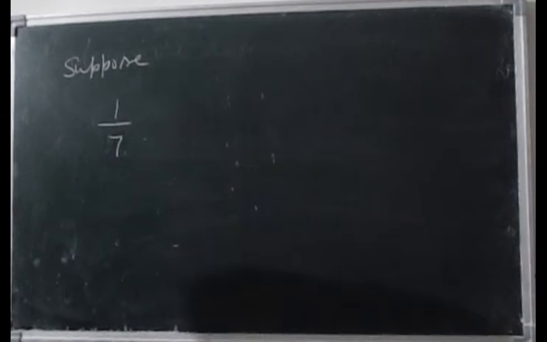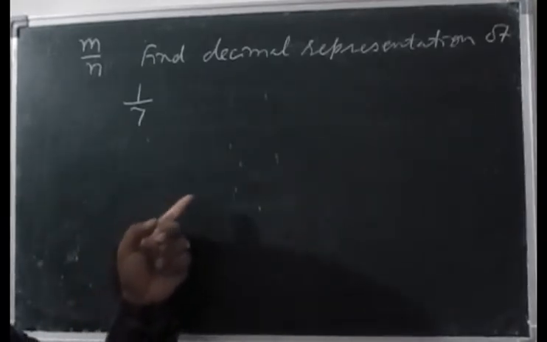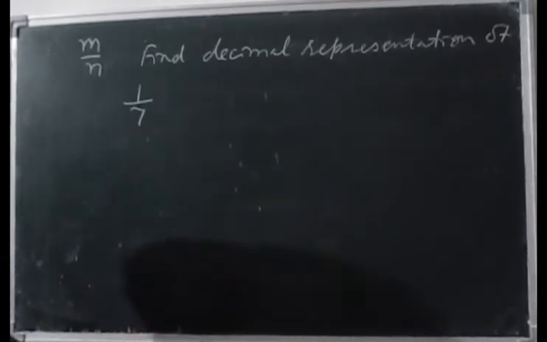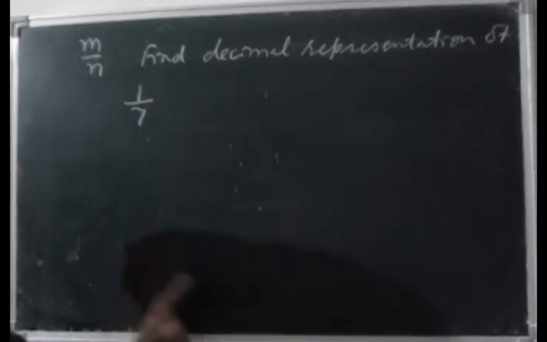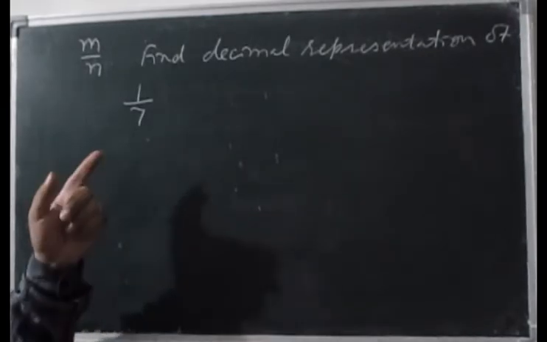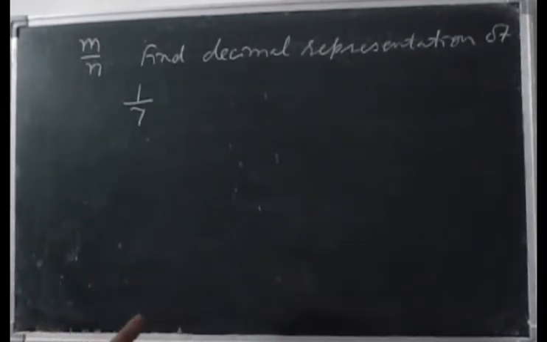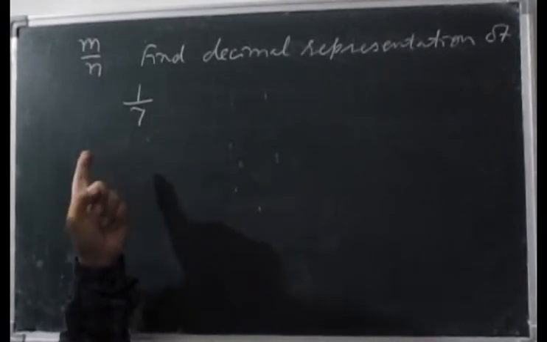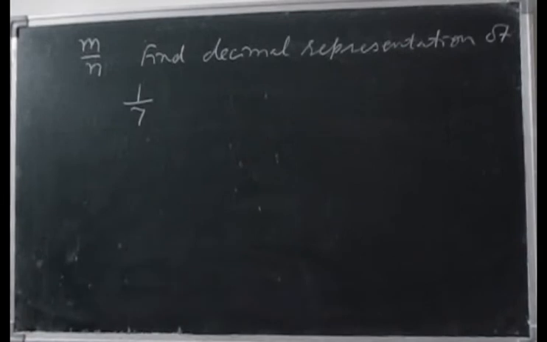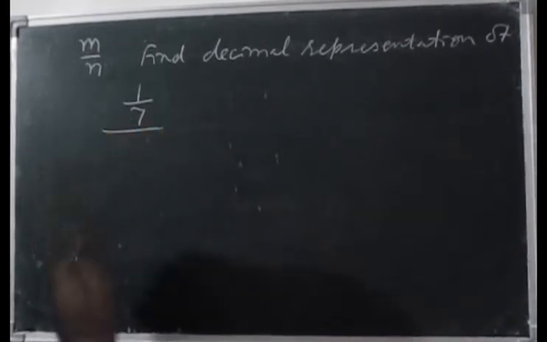So suppose we wish to find the decimal representation of 1 by 7. Once I find the decimal representation of 1 by 7, from that I will compute 2 by 7, 3 by 7, 4 by 7, 5 by 7, 6 by 7, and any number divided by 7 can be found from the decimal representation of just 1 by 7. So in order to find the decimal representation of 1 by 7, what do we need to do?